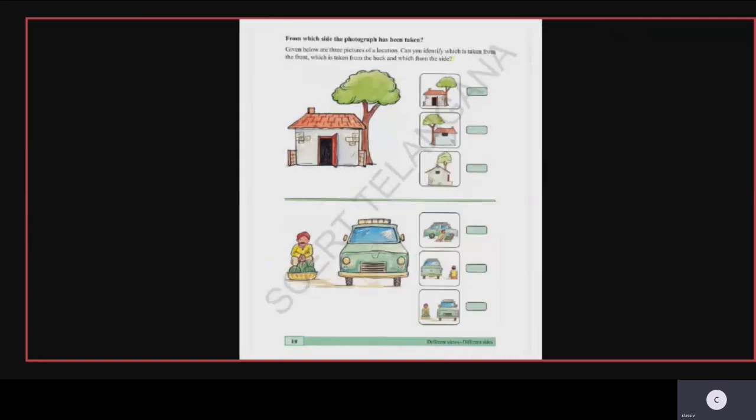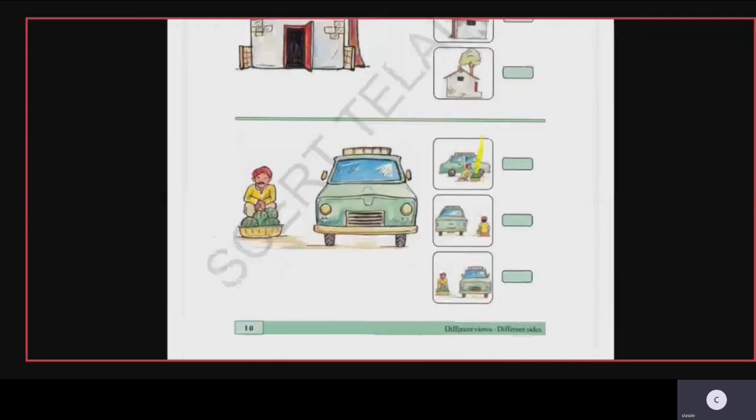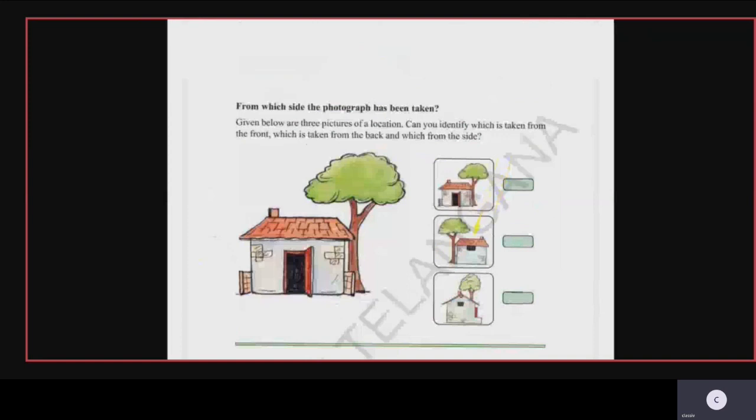Then next, get back to your textbook, page number 10. You have a question there. Given below are three pictures of a location. Can you identify which is taken from the front, which is taken from the back, and which from the side? Okay, so draw the diagram of this same scenery. You draw the hut and the tree, and here different views are there.